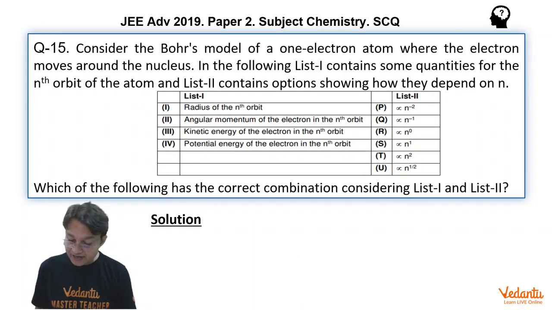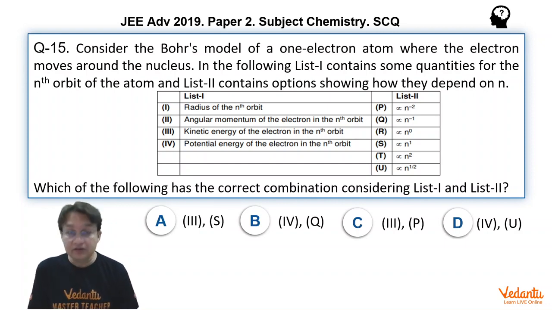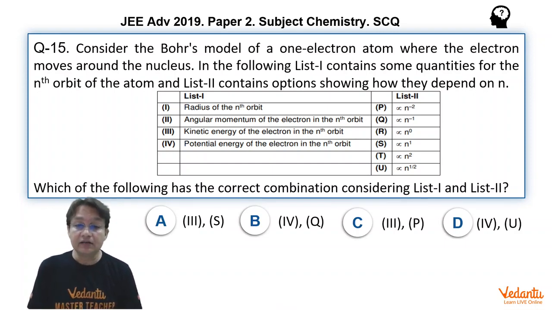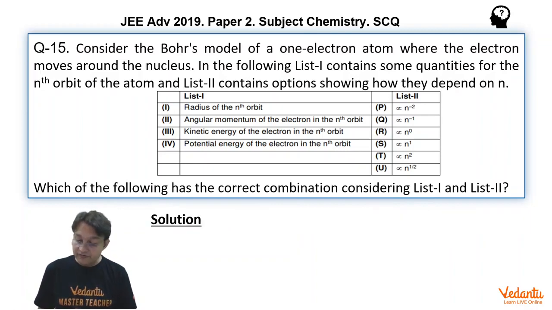So now let's match the columns. Option A, 3 matches with S. Kinetic energy matching with S is not possible. Option B, 4 matches with Q. Potential energy matching with Q is impossible. Option C, 3 matches with P. Kinetic energy is proportional to 1 upon n square, of course it will match. So C is the correct option. And since it is a single correct option, you don't have to look for even the D option. So C is the correct option in question number 15.